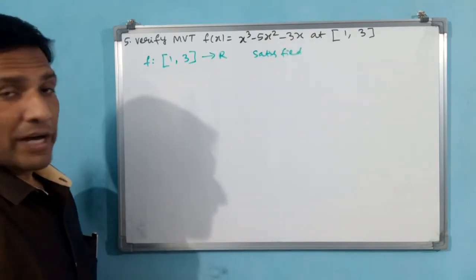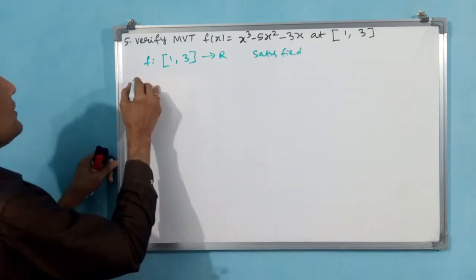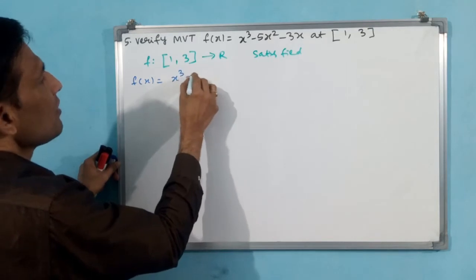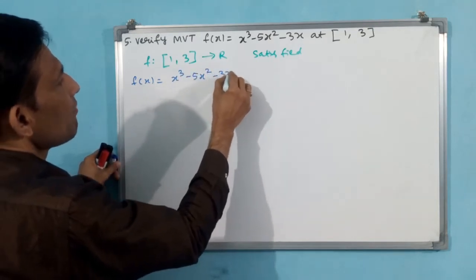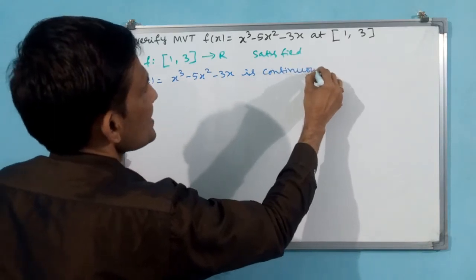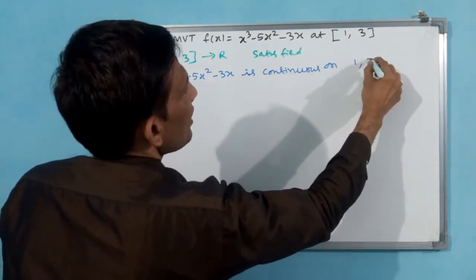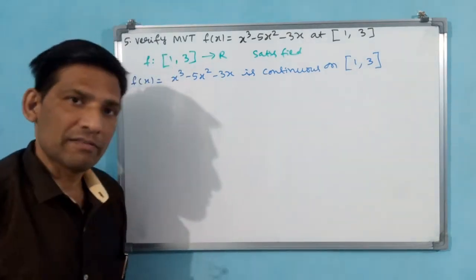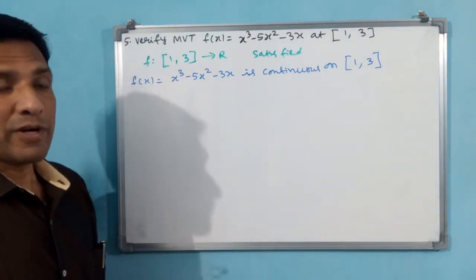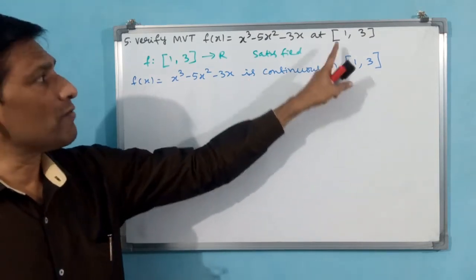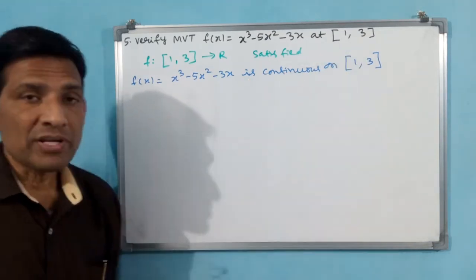Next condition is continuity. Write down: f(x) = x³ − 5x² − 3x is continuous on [1, 3], the closed interval. For continuity, closed interval; for differentiability, open interval. Continuous, closed interval, we have written 1 and 3. Really, is it continuous? Definitely continuous.